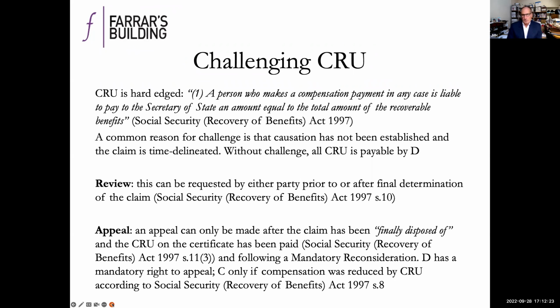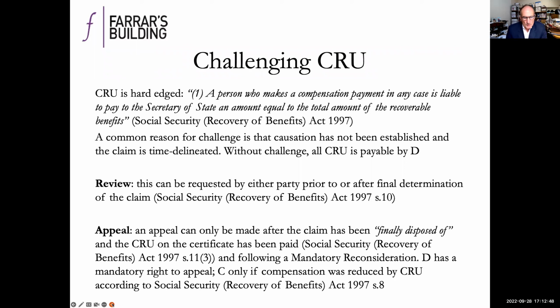And of course, one of the primary issues, as I've already mentioned, and most likely and most common basis, is questions relating to causation. Because the point is simple: without challenge, all CRU, all sums of money which are to be found on the certificate, will have to be paid by the compensator, by the defendant. So then, looking at the question of review and appeal.